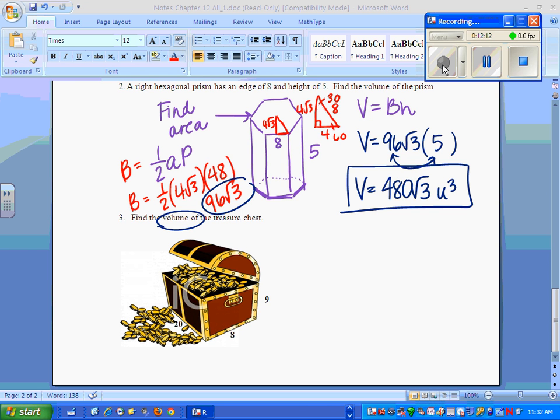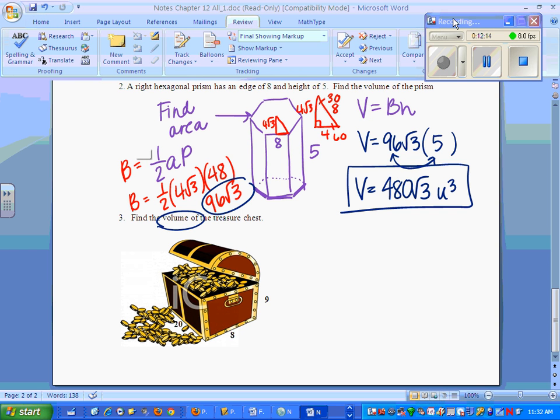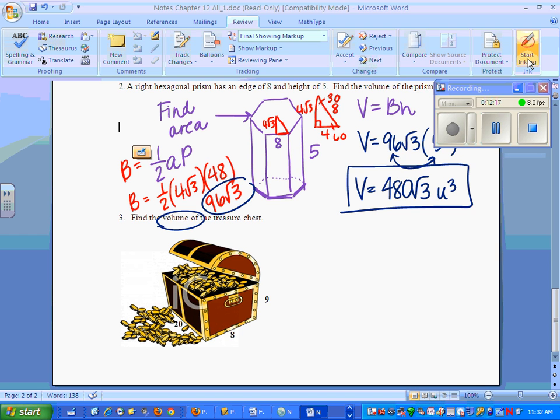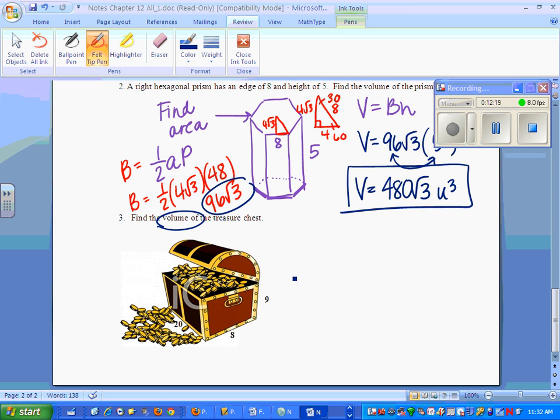Alright, so last one, the treasure chest. We are going to go ahead and find the volume of two distinct figures. Hopefully you saw that this is going to be volume of a prism. It is rectangular, so we could do base times height, or if you want, we could do length times width times height. So it's going to be 20 times 8 times 9. Okay, that calculates out to 1,440. So that's the volume of the prism.